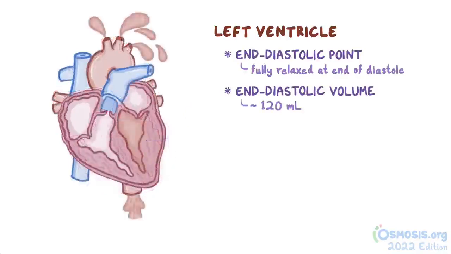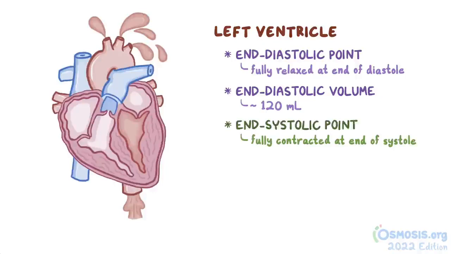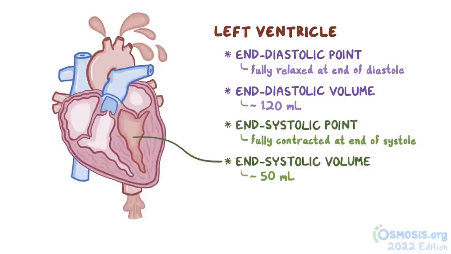Then the left ventricle contracts, forcing blood through the aorta and into the whole arterial system. After that is another moment when the left ventricle is fully contracted. It occurs at the end of contraction or systole, also called the end systolic point, and the volume of blood within the left ventricle is called end systolic volume, and it's about 50 milliliters.